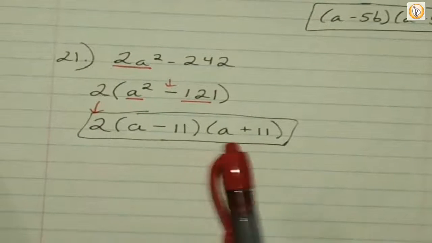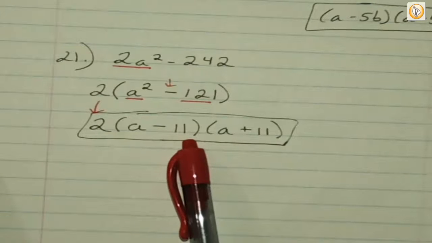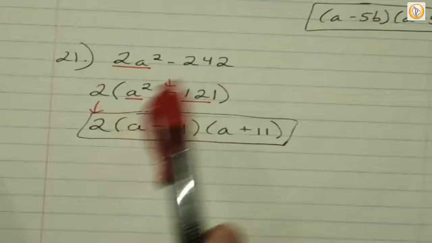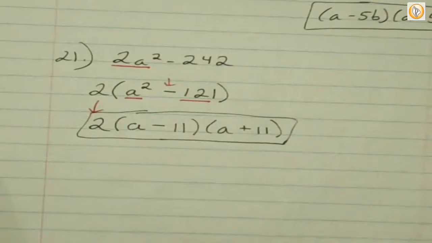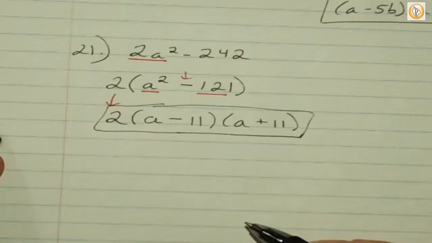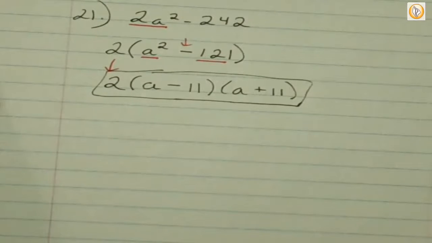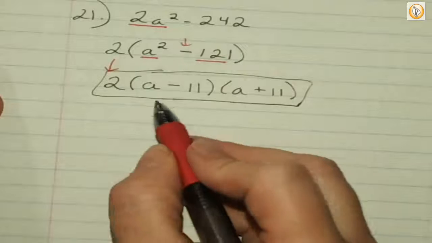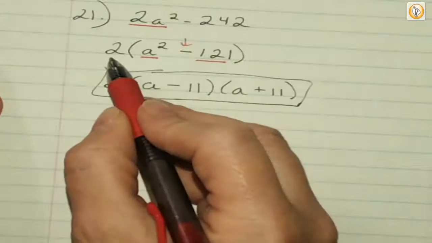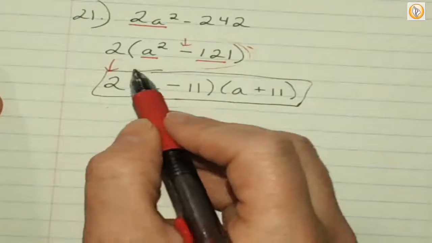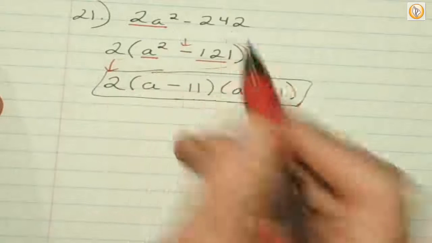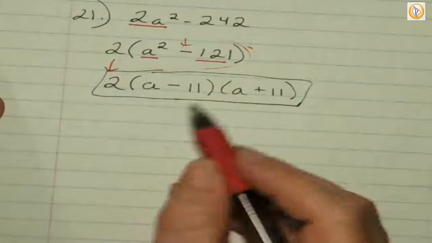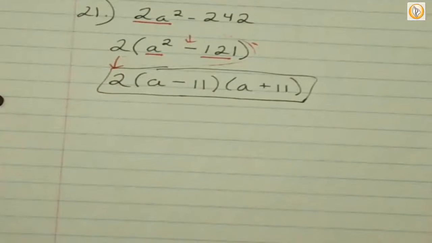Very good. If you check this with FOIL, you would get this. If you multiply it by 2, you would get this. Whenever you check it, do you do the FOIL first, and then multiply it times 2? Yep, exactly. You would do the FOIL, and then you multiply it by 2, and you would get that. Any questions on this? All right, let's do another.